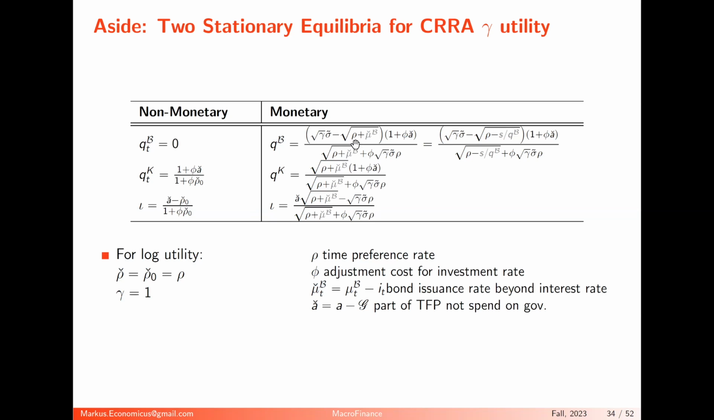Oh, so this rho should be rho checks. Several of them should be rho checks. There are some typos here, so there should be rho checks. And we have to solve for this rho check. Okay, that's a consumption net worth ratio. Likewise, with log utility it is simply rho. Now there are rho checks.